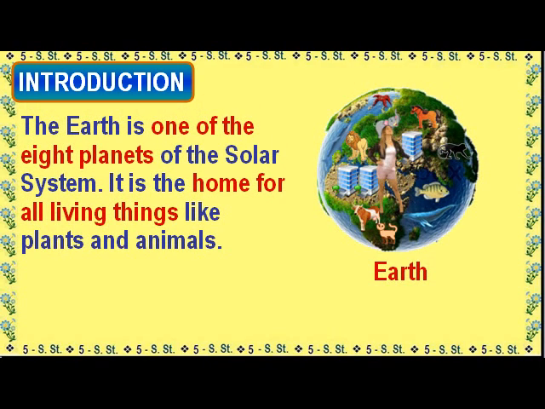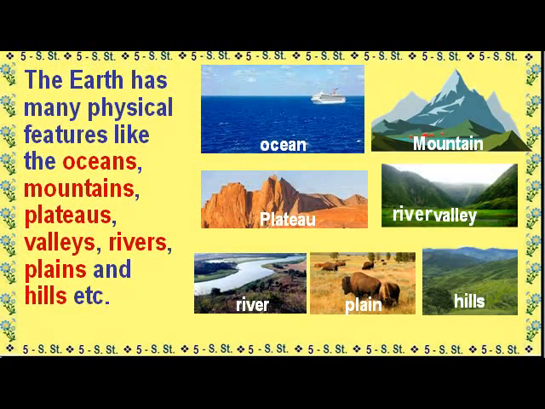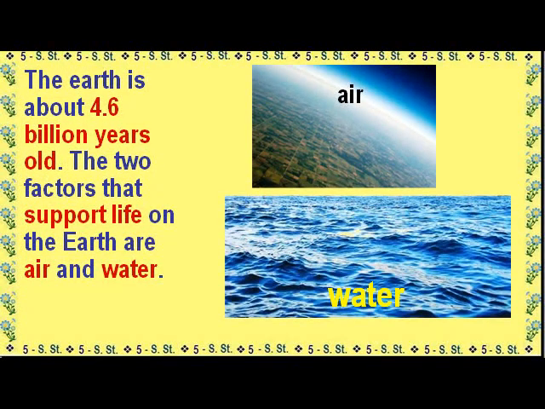Introduction. The Earth is one of the 8 planets of the solar system. It is the home for all living things like plants and animals. The Earth has many physical features like the oceans, mountains, plateaus, valleys, rivers, plains, and hills, etc. The Earth is about 4.6 billion years old. The two factors that support life on Earth are air and water.